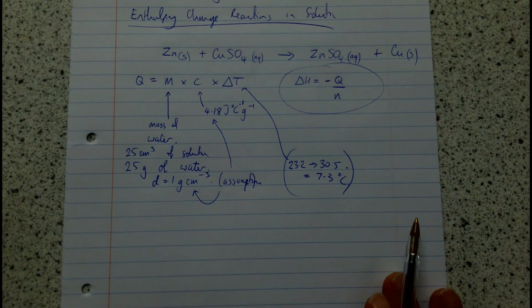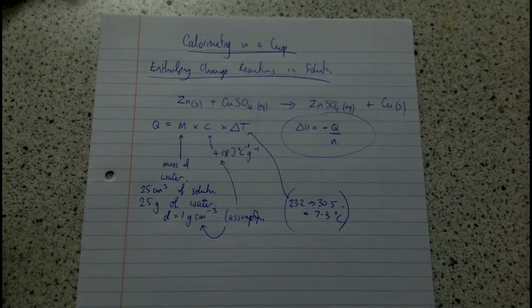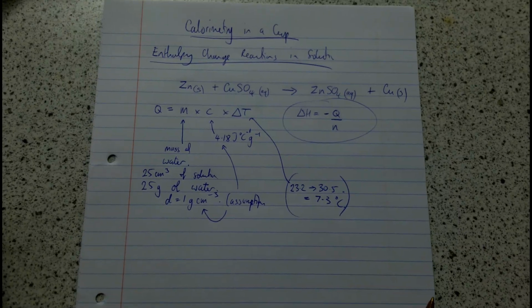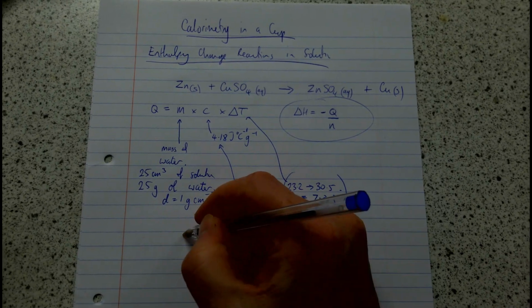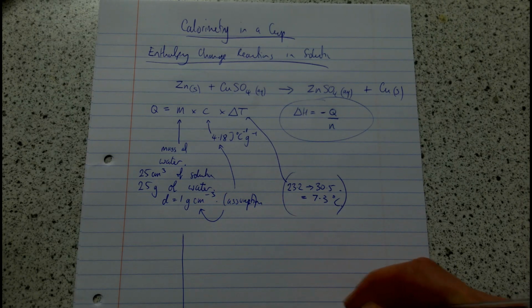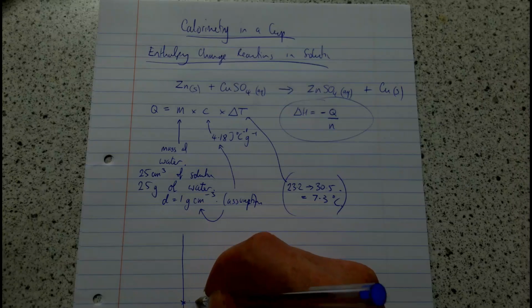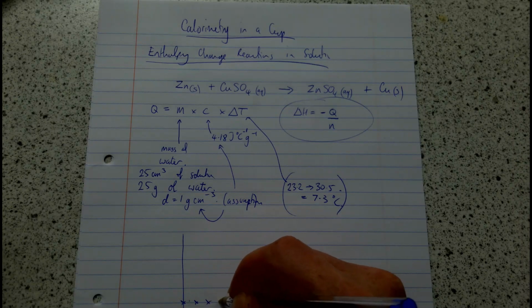What I want to spend some time thinking about now is how do we determine the maximum temperature change from that reaction, or the full temperature change. Now the issue you've got is that when you do a reaction like this, it's quite a slow chemical reaction. It doesn't go straight away. So the data you plot will look something like this.